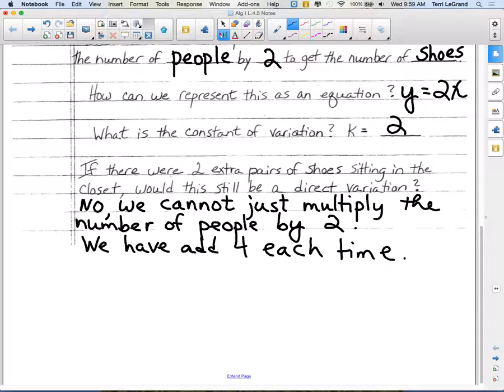So now we've taken care of there's no direct variation. What would our equation look like this time? What would this equation look like? Y equals 2x plus 4. Okay? So let's think about putting that in standard form.